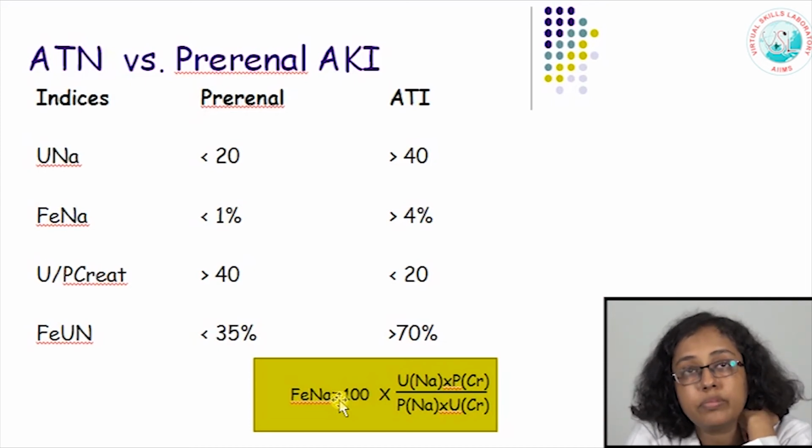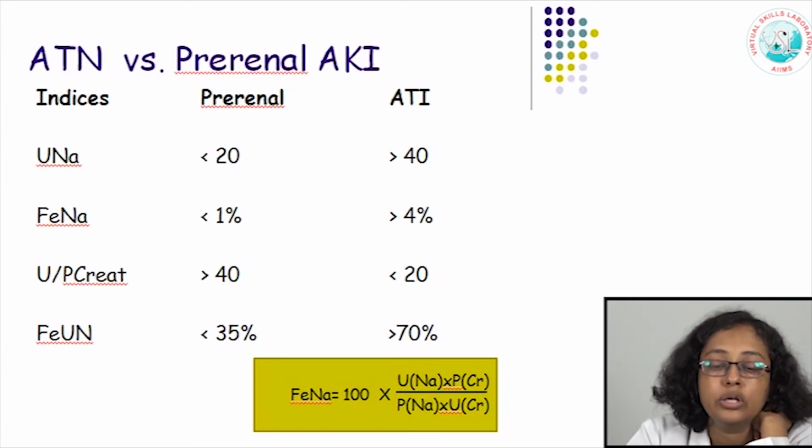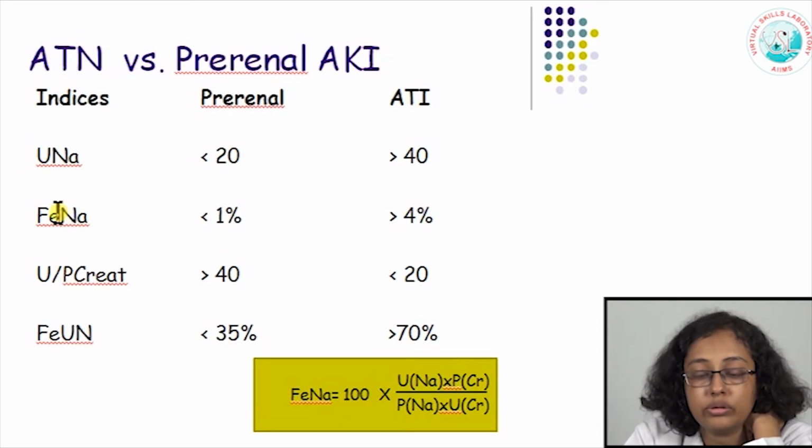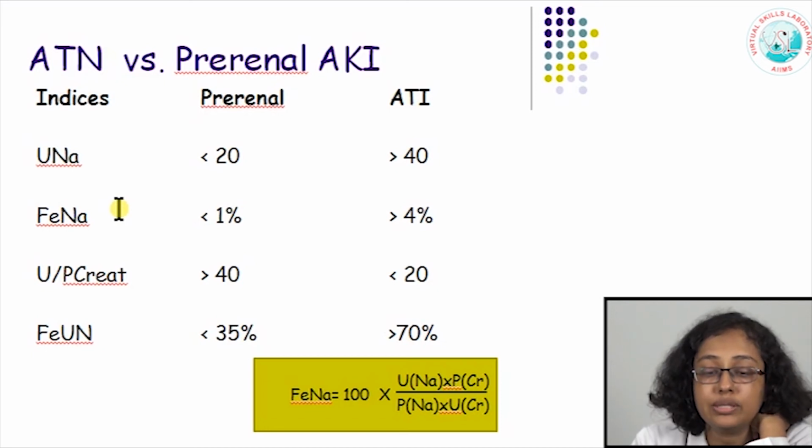And this is best defined by the fractional excretion of sodium, which is urinary sodium into plasma creatinine upon plasma sodium into urinary creatinine into 100. And the FeNa is typically less than 1% in a pre-renal ARF patient, which progresses to more than 4% once acute tubular injury sets in.